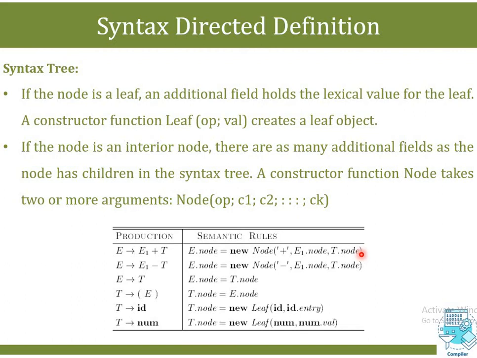The next one is T tends to num. It is also a terminal on the right side. So again for this case we are just creating a leaf node. Right. So now let us discuss with some examples.